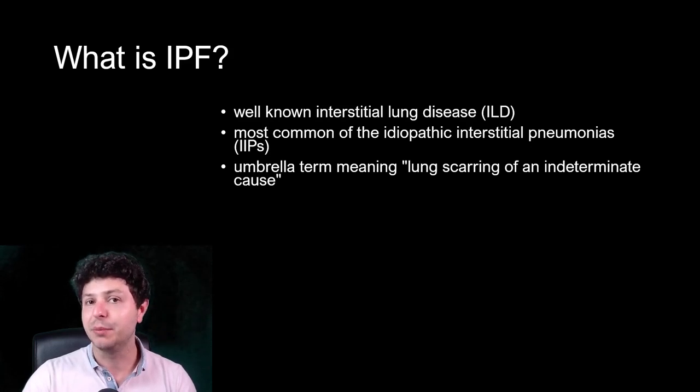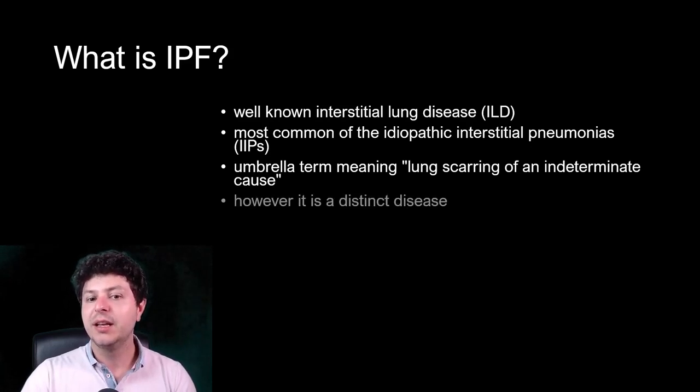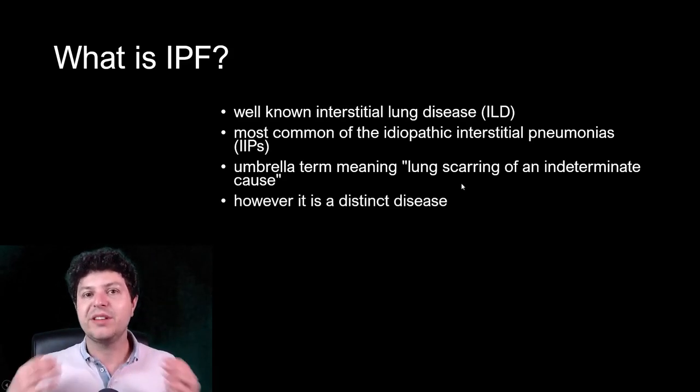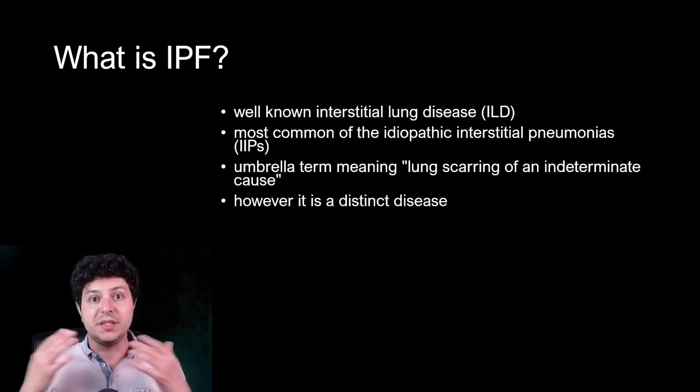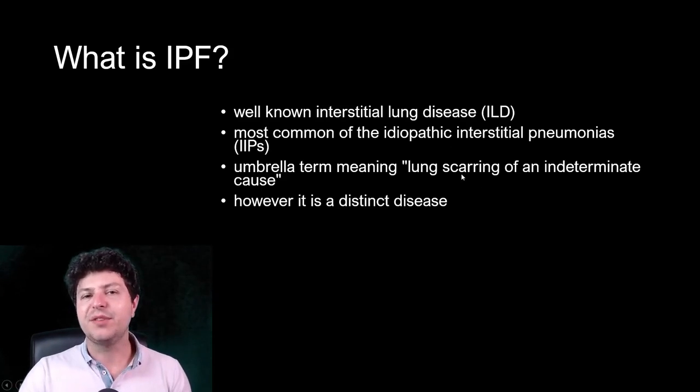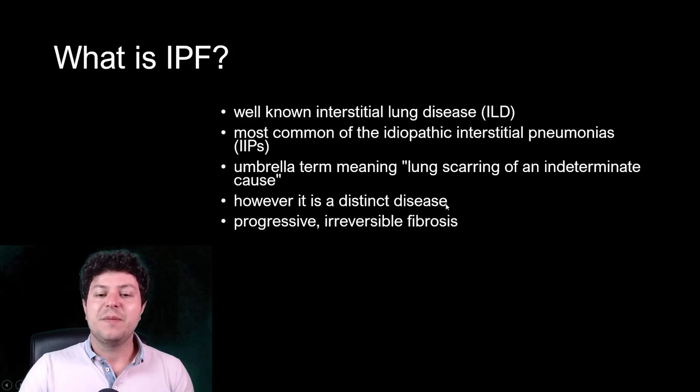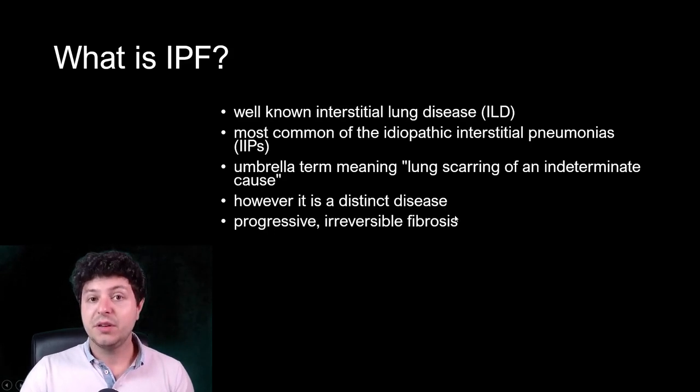It's an umbrella term. It's a diagnosis of exclusion. It's a distinct disease, but it's also an umbrella term because you have many phenotypes of disease within IPF. And I think that's very hard to understand sometimes, but it is, however, a progressive, irreversible form of lung fibrosis.